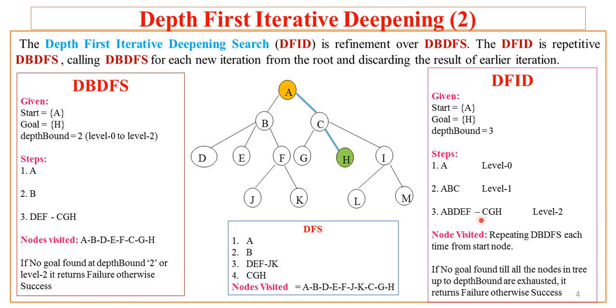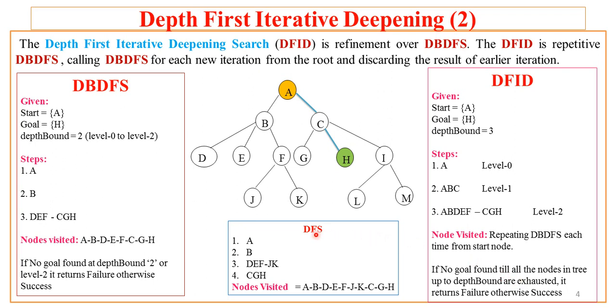If we see this behavior at each level, DEB-DFS is called repetitively, and if the goal is not found, the algorithm iterates till the depth of the tree reaches the given depth bound. So if no goal node is found at each level of the tree, and the depth bound is exhausted, it returns failure, otherwise it returns success.